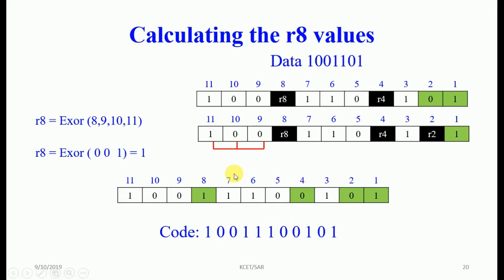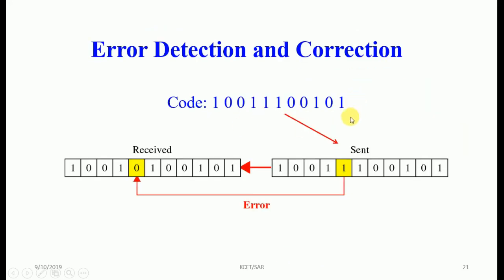Finally, we get 11 bits: 7 data bits and 4 redundant bits. These 4 redundant bits are 1, 0, 0, 1. The combination of redundant bits and message bits is called the code word. This is the code word. This code word can be transmitted from sender to receiver. During the transmission, only one bit is changed for our example. How do we detect the error, and how do we detect the position of the error?